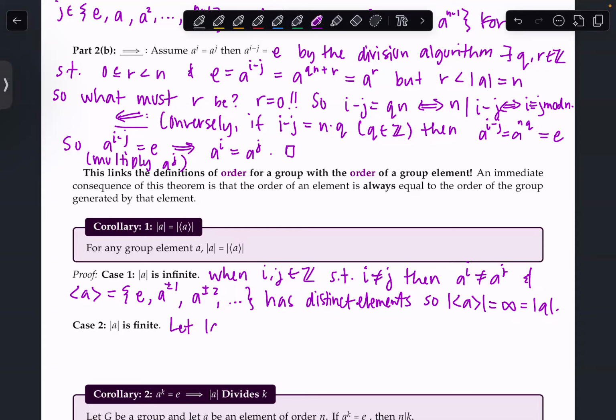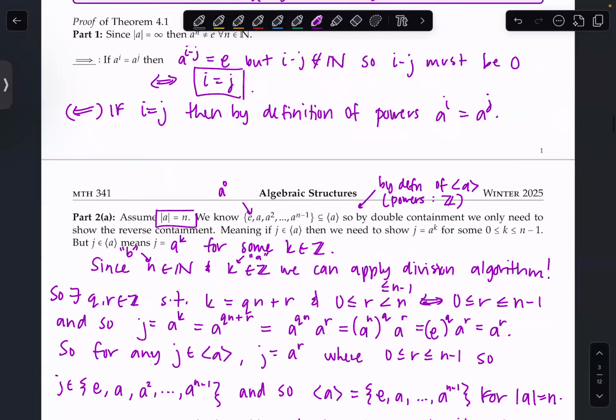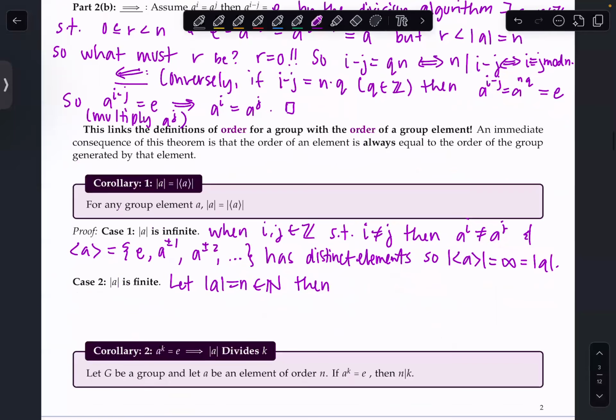So let's say the order of A was n for some natural number. Then what the theorem told us, which was theorem 4.1, number 2, part A, told us exactly how we can write this group. I'm going to have the identity, A squared, and where do I stop? A to the n minus 1.